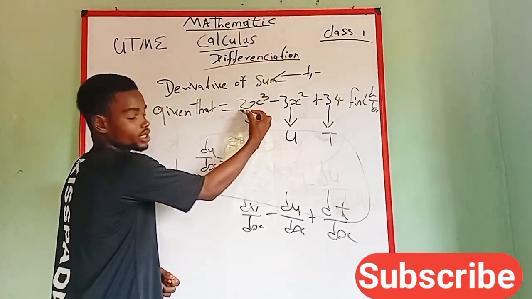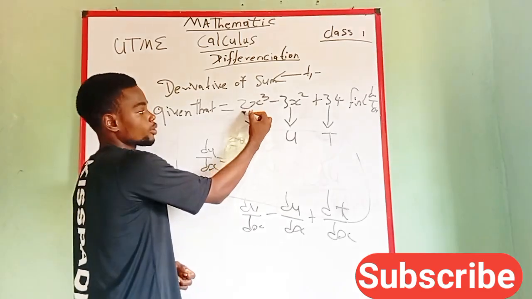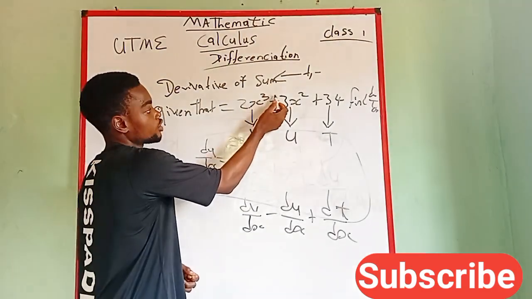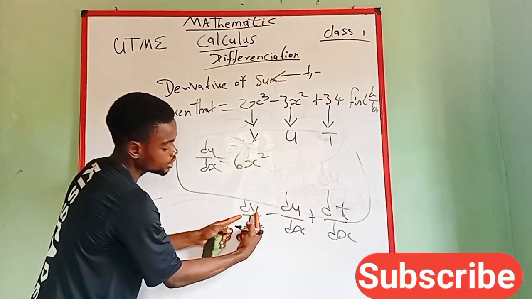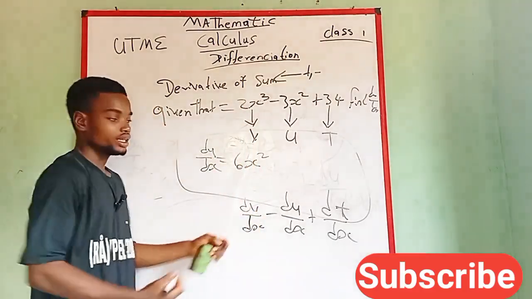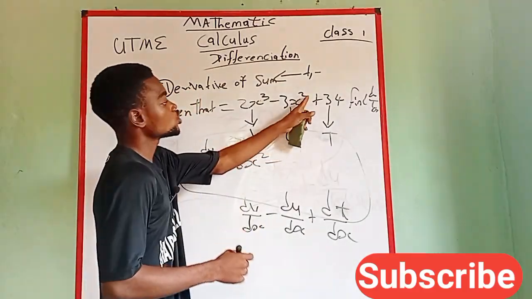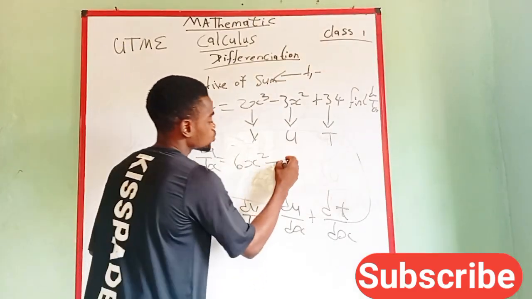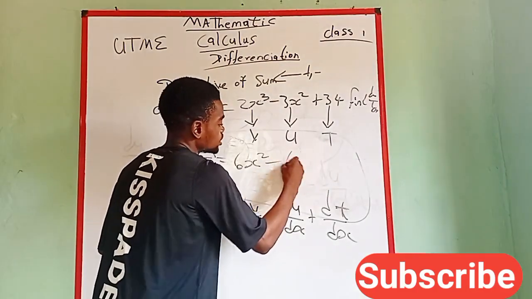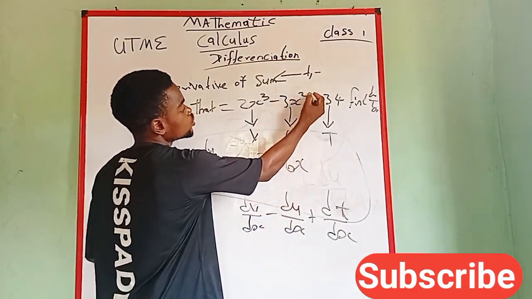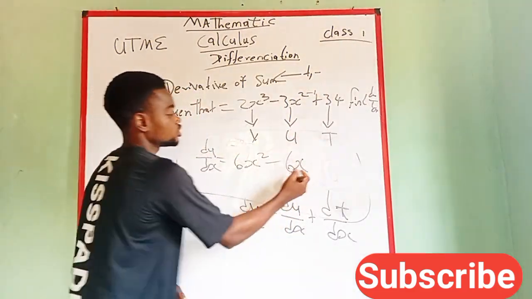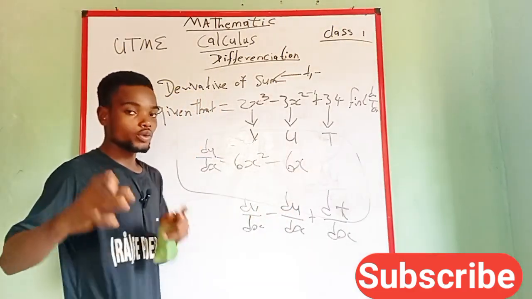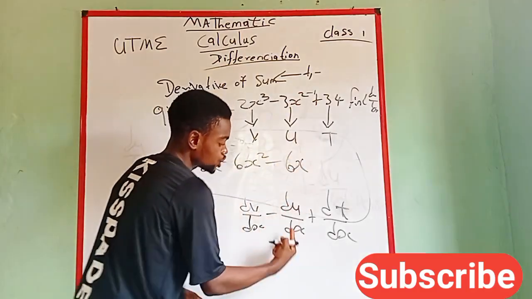This is equal to 3 coming down, becomes 6, because 2 multiplied by 3 is 6. And minus 1 from here, I'm going to have 6s raised to power 2. I have done dv over ds. Now the next one: 2 comes down to multiply by 3, so it's going to give us negative 6s. Now 2 minus 1 remains 1. s raised to power 1 is just s. Hence, I have differentiated this, which is du over ds.